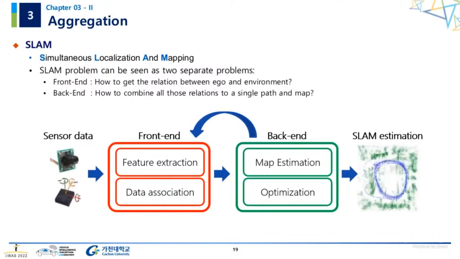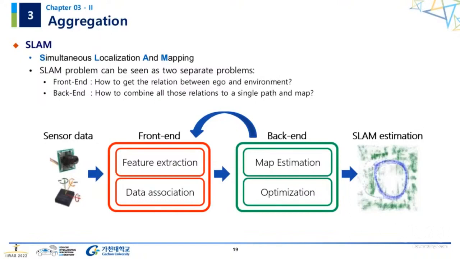SLAM is the abbreviation of simultaneous localization and mapping, and it is a method in which a robot explores an area and makes a map. At the same time, it recognizes its location on the created maps. To do this, SLAM is largely divided into two stages. The first stage is the front end, which does key point extraction, finding information that can characterize the currently received data, and association between the created maps.